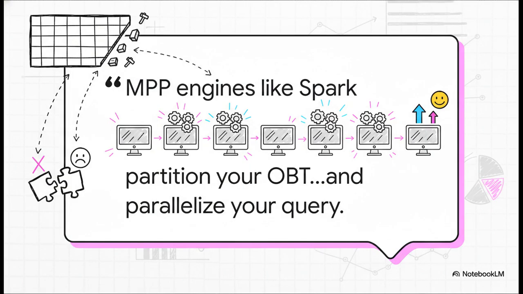And this is where this model really shines in the modern world. This quote from a data pro on Reddit just nails it. These huge distributed systems like Spark, they hate joins, but they absolutely love a big flat table. Why? Because they can just chop it up into a bunch of pieces, send each piece to a different computer, and process it all in parallel. It's brute force analytics at its best.